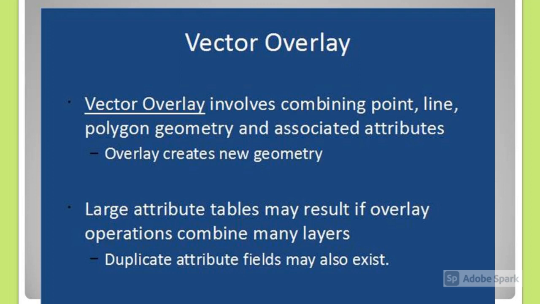Vector overlay. The vector overlay function identifies line intersection points automatically. Intersecting lines are split and a node is placed at the intersection point. Topology must be recreated for later processing.